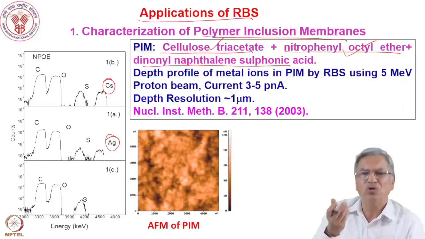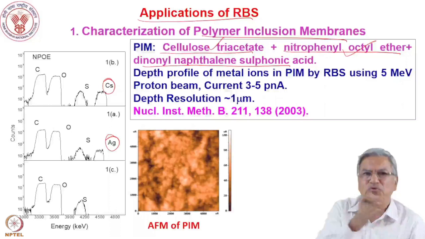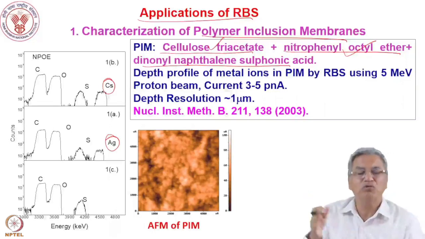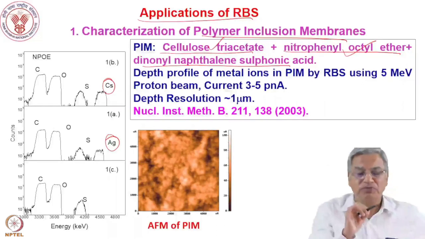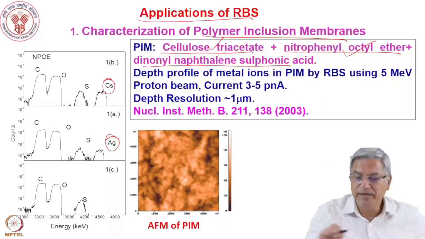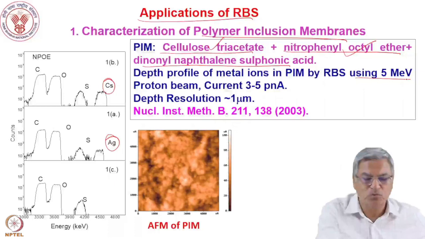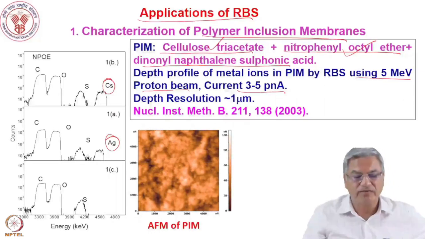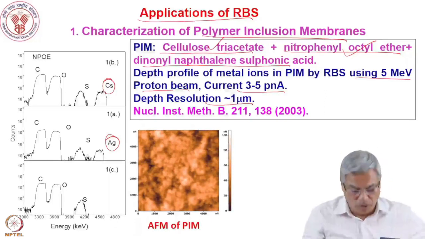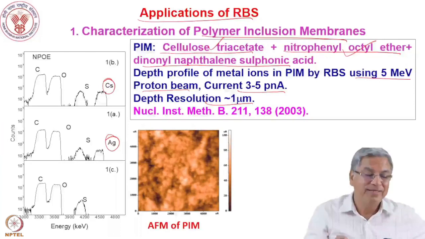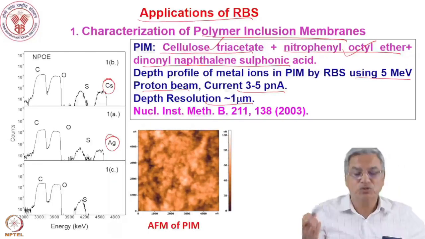So you want to know whether the cesium is distributed uniformly in the sample or only on the surface. So that was the experiment. You can see that the profile of cesium in the polymer inclusion membrane was studied by a 3 MeV proton beam with a current of 3 to 5 nanoamperes. And now, since proton has very low stopping power, depth resolution is only 1 micron. But then the thickness of these foils is 100 micron. So 1 micron is quite good.